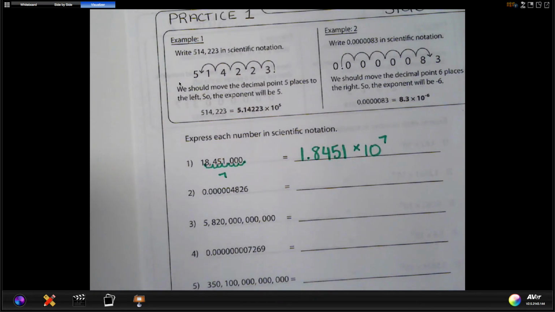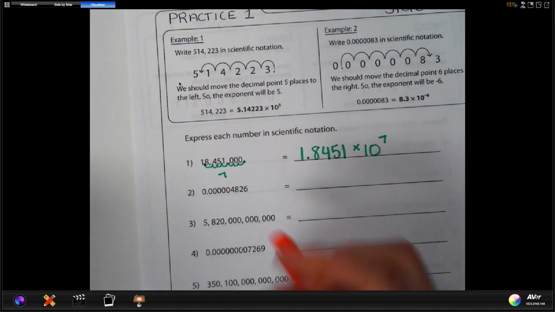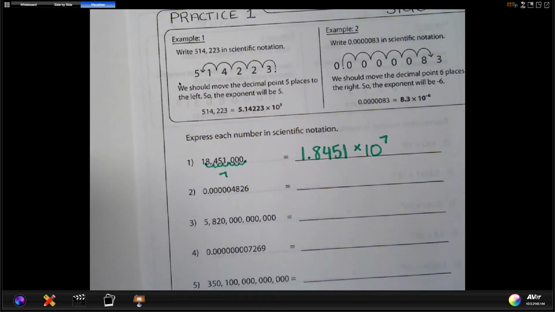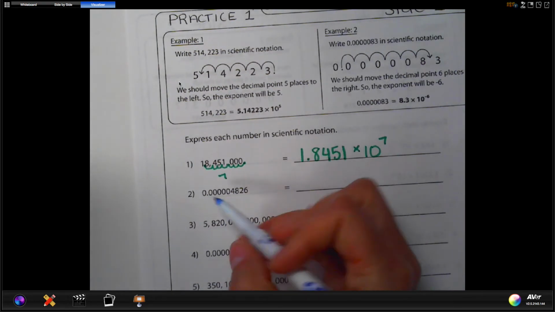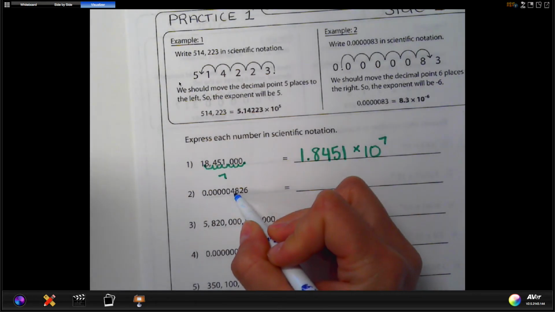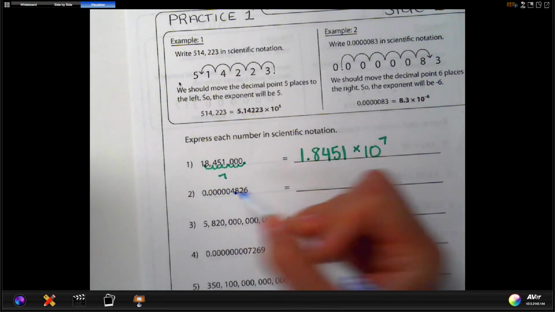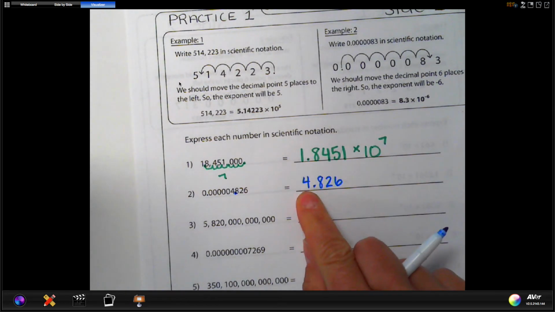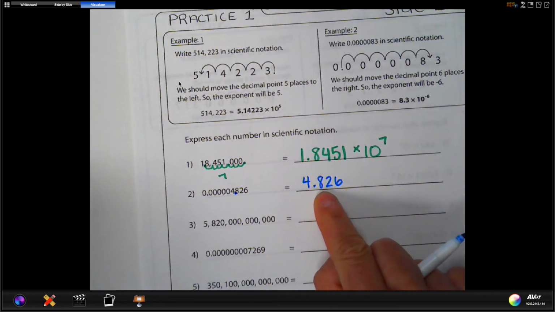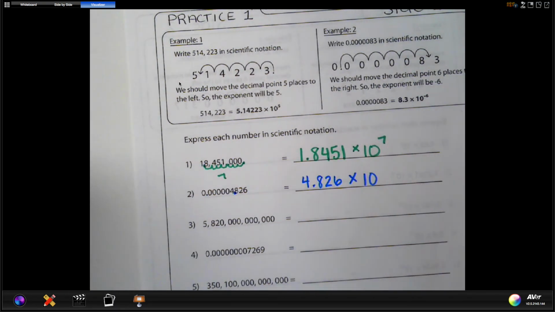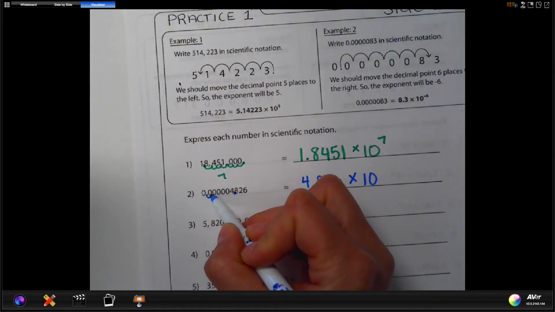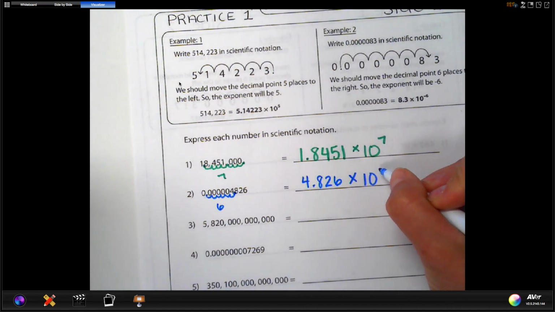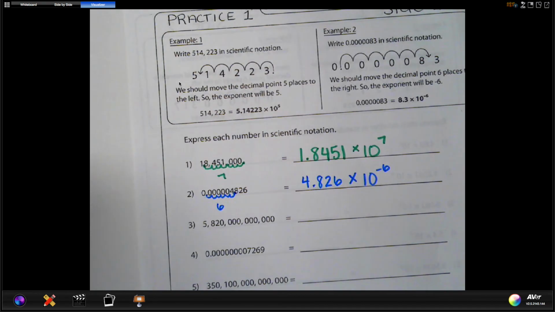Okay, one more try here. Number 2, we're starting with a very small number, so we know already our exponent should be negative. We have the decimal right here. We want to move it right after the 4. Okay, so our first number is 4.826. That number is between 1 and 10 now. That's what we wanted. Times 10, and we count the spaces. 1, 2, 3, 4, 5, 6 spaces this time, and it's a very small number, so it is a -6.